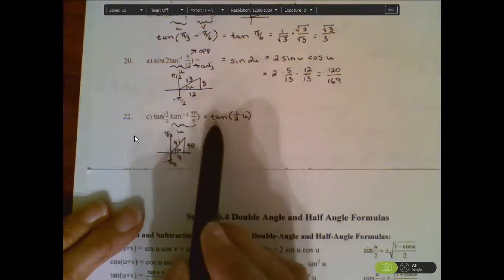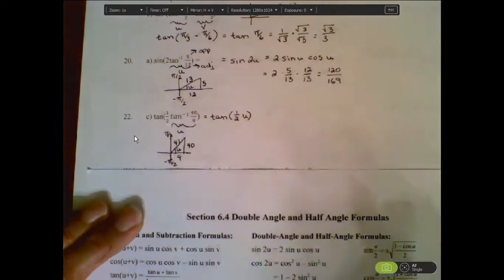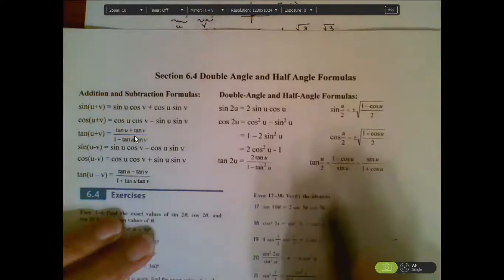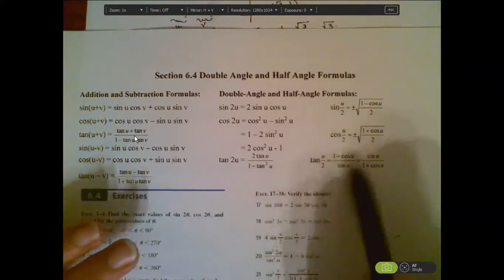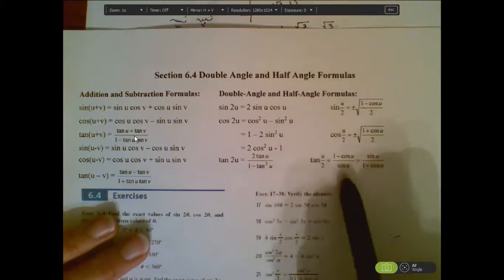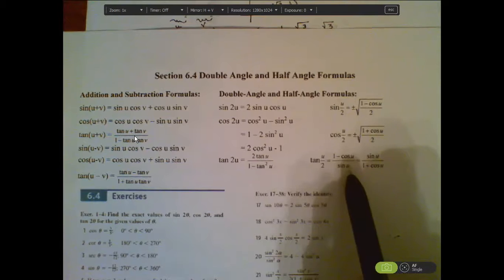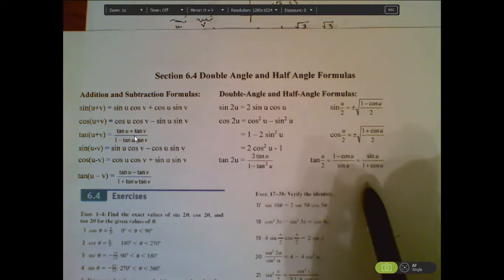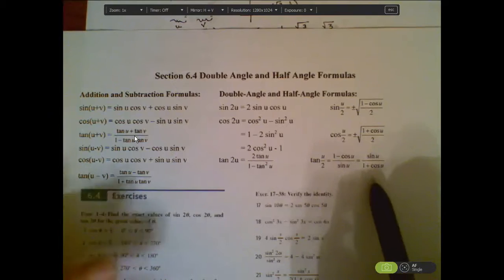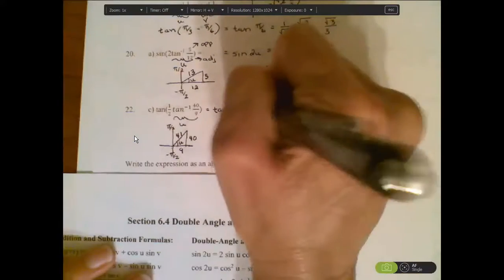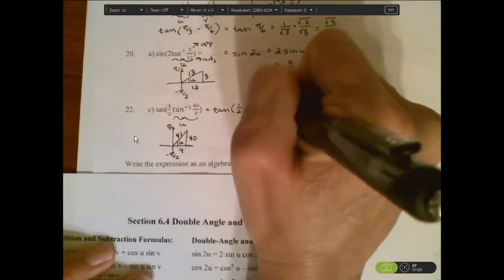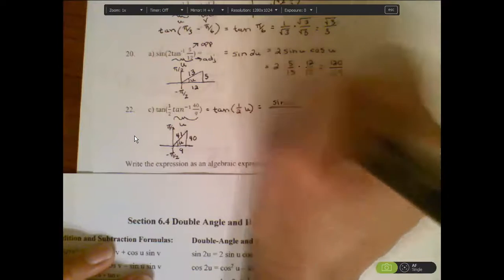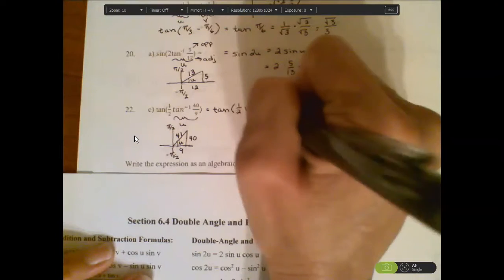Now I need the formula for tangent of 1/2 u, copying that right off of my 6.4 notes. Remember, that was the formula that we had 2 different versions of. We should get the same answer whether we use this one or this one. Eeny, meeny, miny, mo. I'll just use the last one. I'll use sine of u over 1 plus cosine of u.